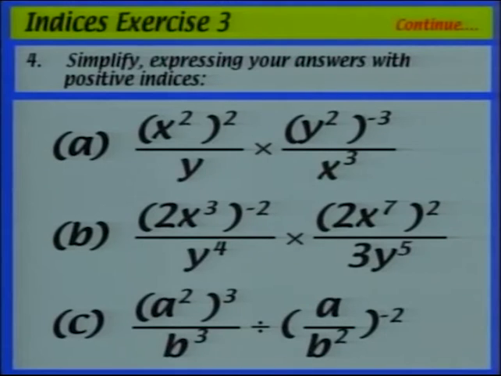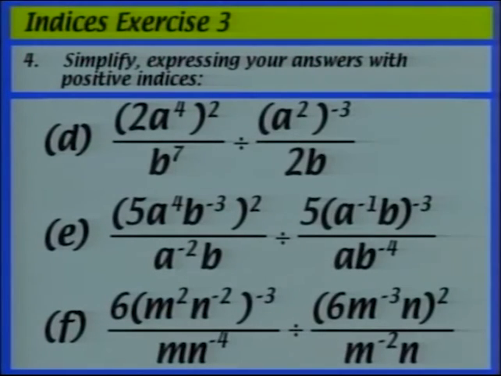Kila, for letter D. A to the power of 14 over b to the power of 6. Make sure you speak loud. All right, letter E, Kyle. 5a to the power of 8 over b to the power of 8. You all agree? Yes?